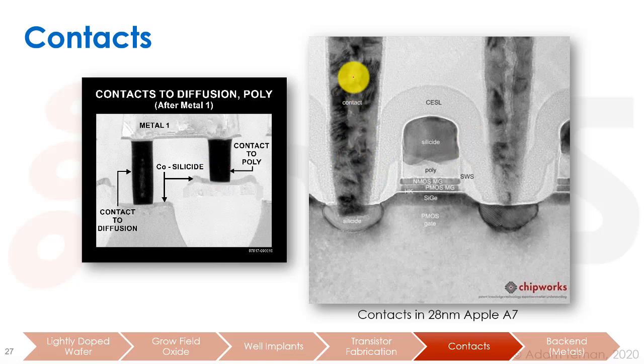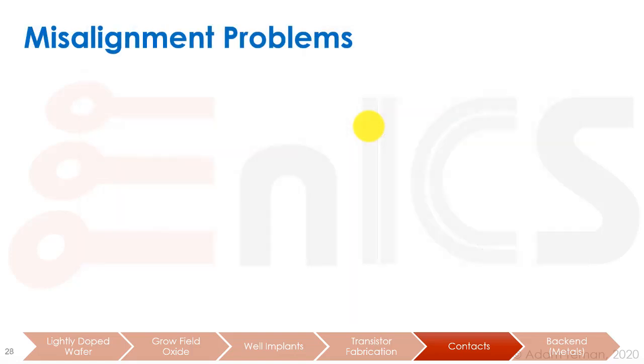Here you see again, the contacts are huge. This is in 28 nanometers from the Apple A7 chip. And you see that the contacts are really huge. One of the things you have to realize about this is that these contacts are actually going to have a lot of coupling capacitance and so forth. But they're really big, okay? So those are the contacts that they're making nowadays.